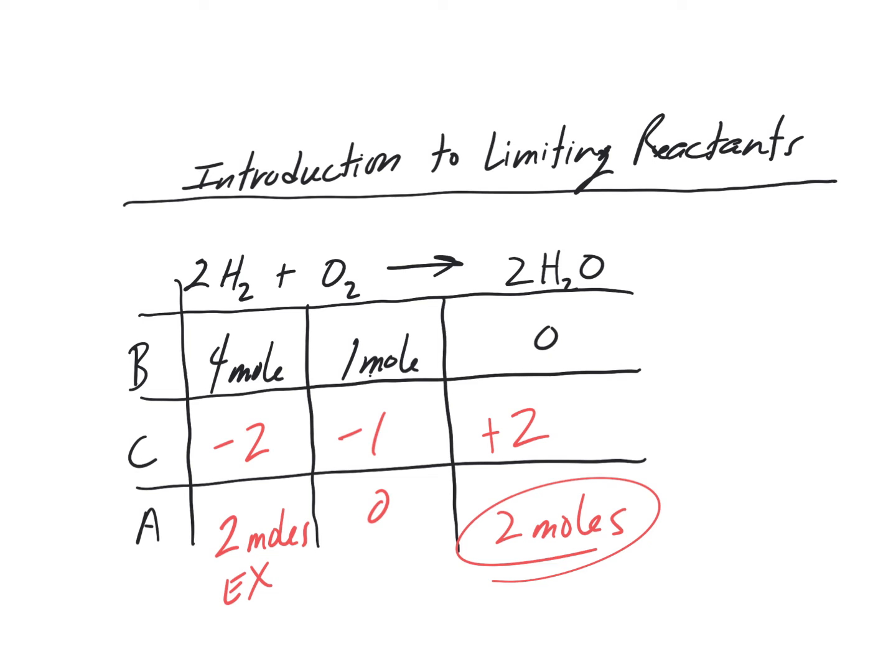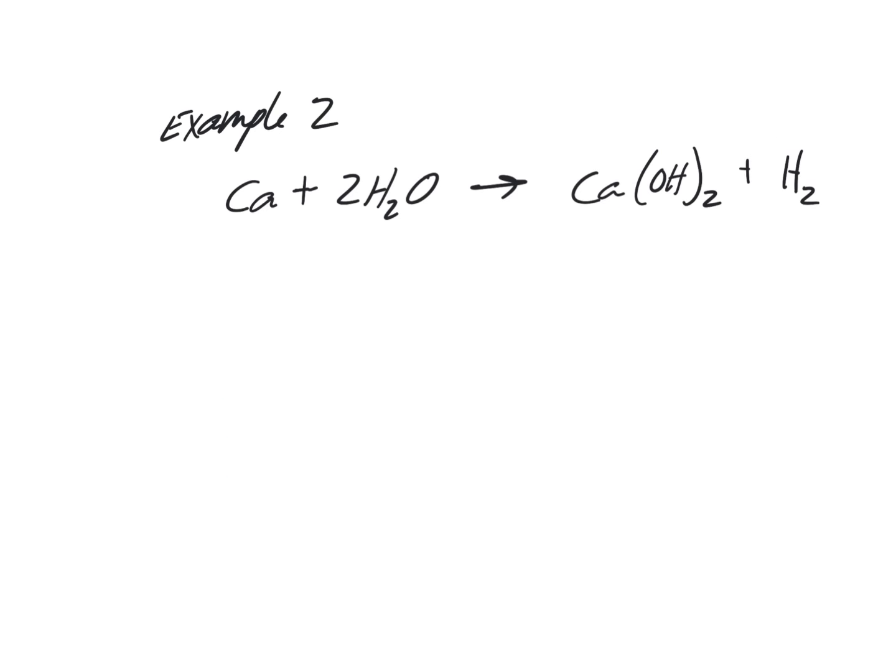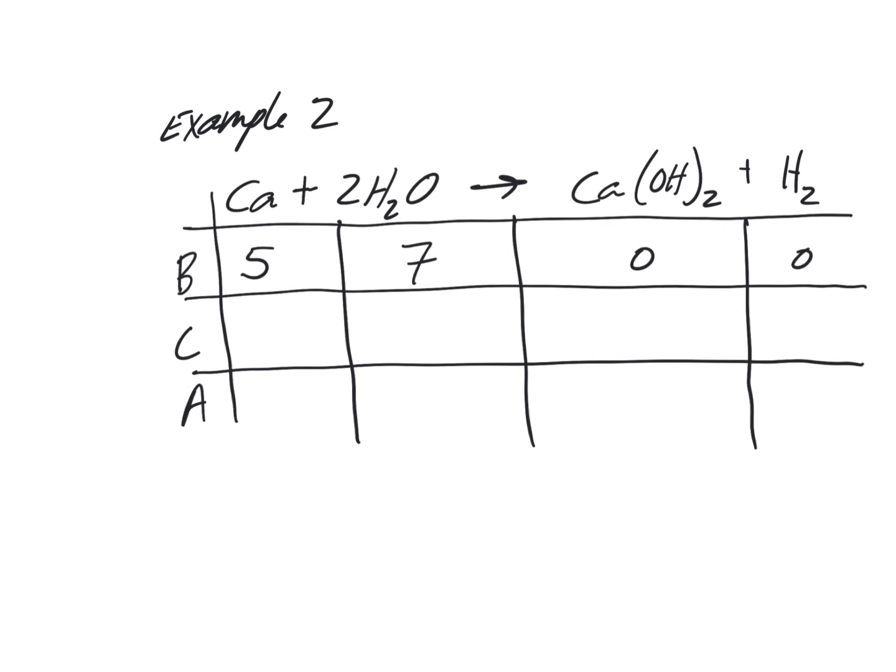Let's try another problem. In this problem, I'm given some calcium, and we're going to combine that calcium with water. We'll make calcium hydroxide and hydrogen gas. All right, so I put together a BCA table here, and in this problem, we're given 5 moles of calcium and 7 moles of water. Before the reaction starts, we haven't made anything, so that's 0 and 0 for calcium hydroxide and hydrogen.